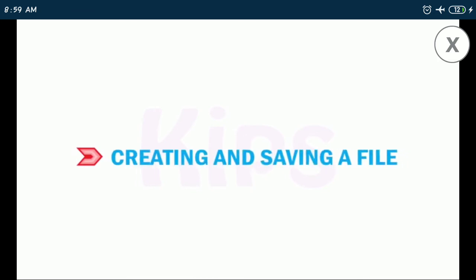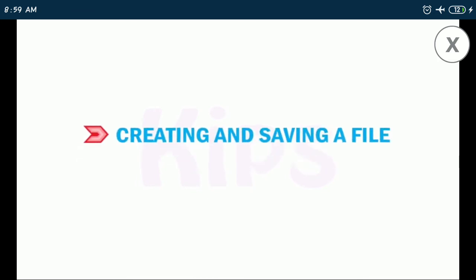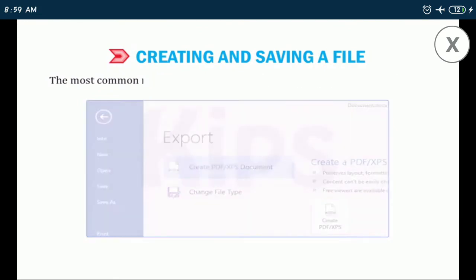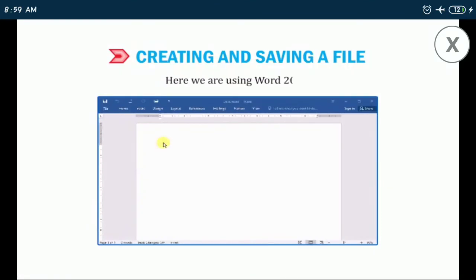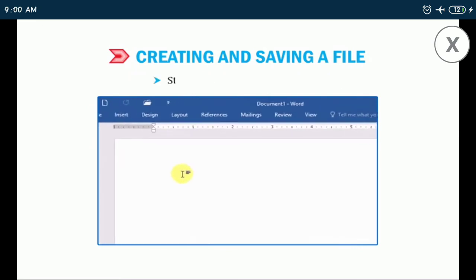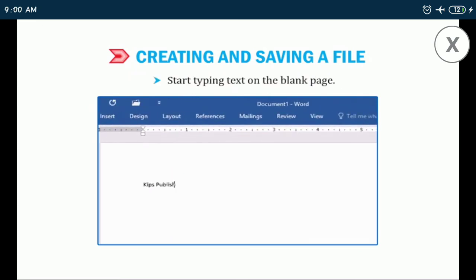Okay, let us learn to create and save file. The most common method to create a file is by using any application software. Here we are using Word 2016. Open a new blank document in Word 2016. Start typing text on the blank page.